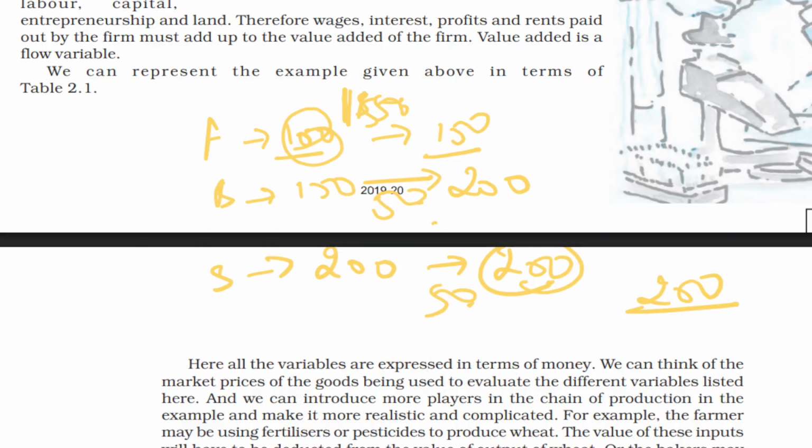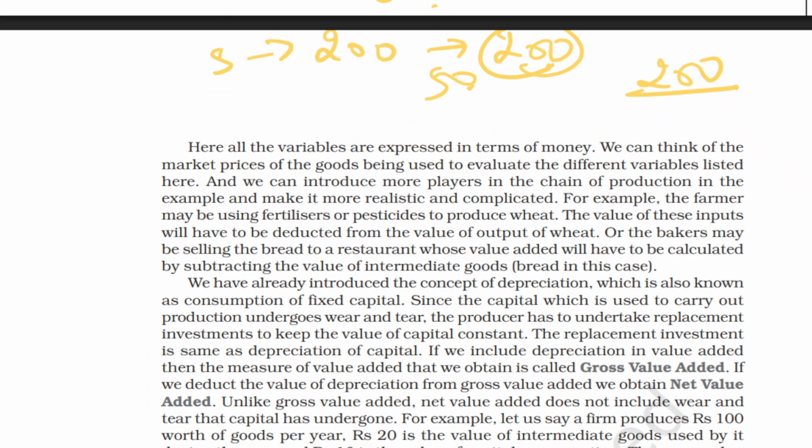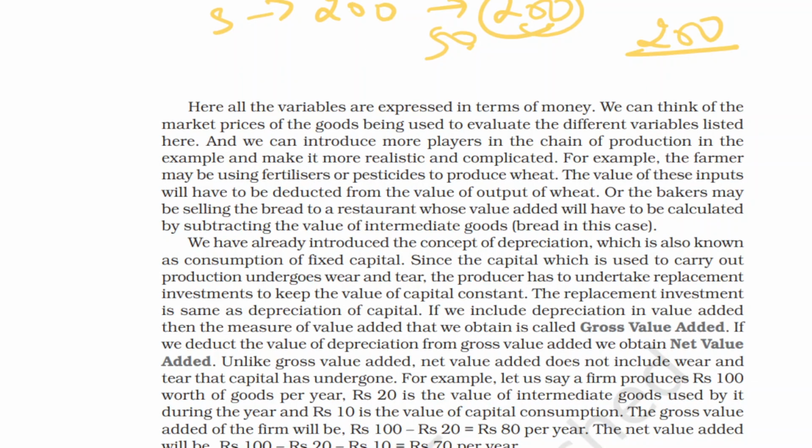This is the value added method, but there are a lot more things that need to be remembered here. You have understood the concept of depreciation which we discussed in the last video, right? It is where normal wear and tear happens. Now this depreciation is also known as the consumption of fixed capital. Please remember this term, consumption of fixed capital is actually just depreciation, right?